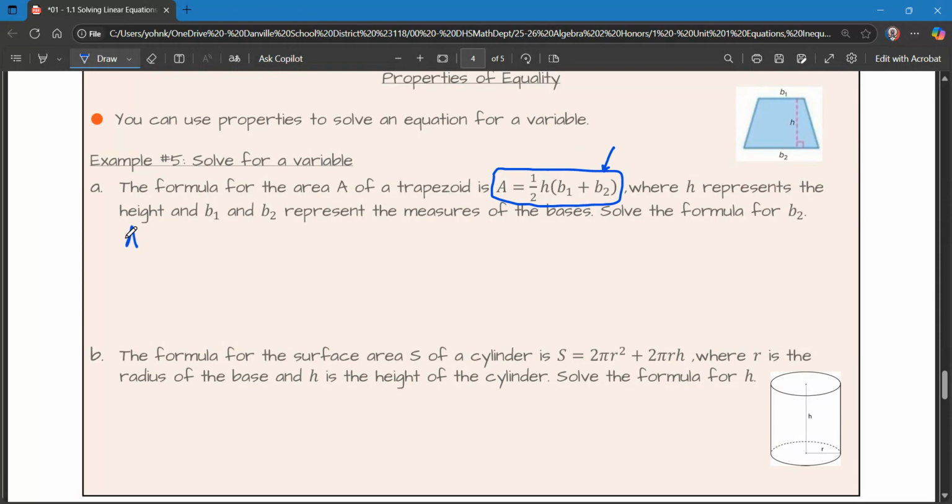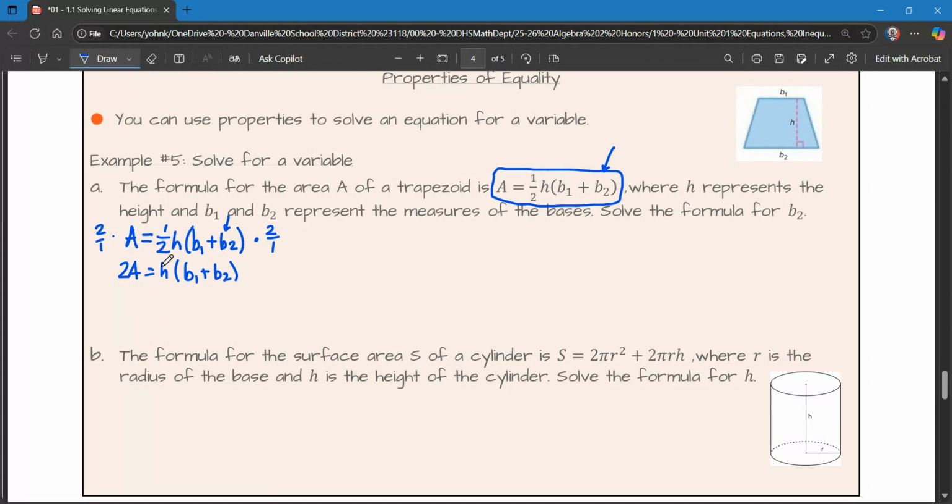So let's first write the equation over here. A equals 1/2 height times b sub 1 plus b sub 2. So remember, our goal is to get the b sub 2 alone, which means we have to get rid of the b sub 1, we have to get rid of the h, and we have to get rid of the 1/2. Well, the easiest thing to do is to get rid of the 1/2 first. So instead of multiplying by 1/2, you can multiply by the reciprocal 2 over 1. And now we get 2a equals h times the quantity b1 plus b2.